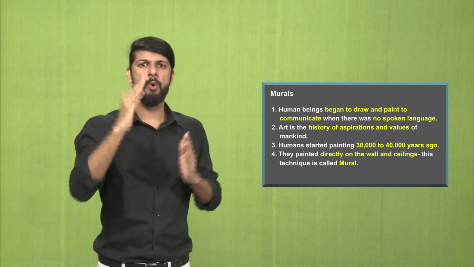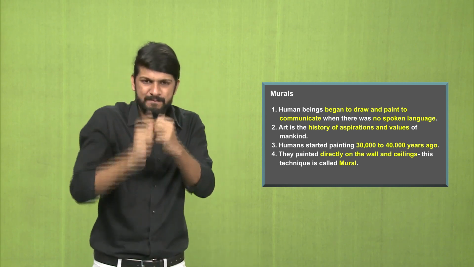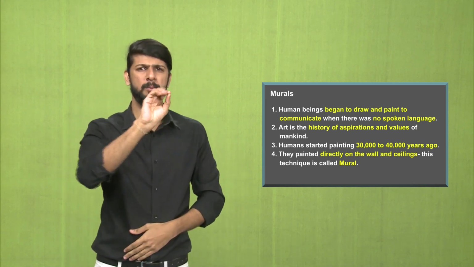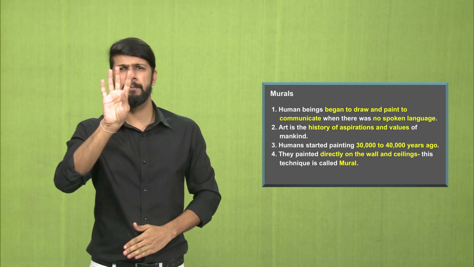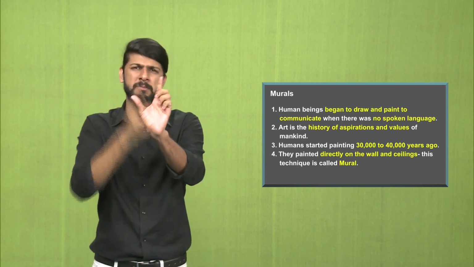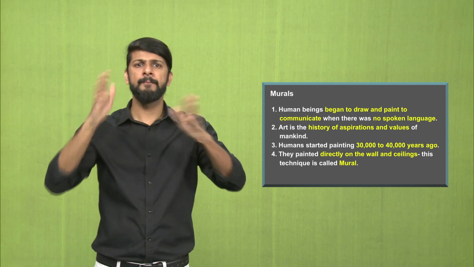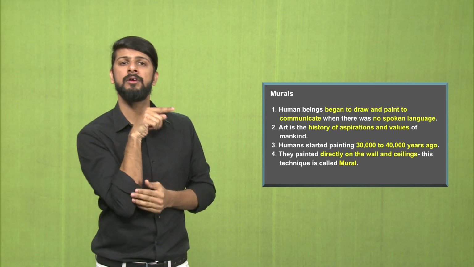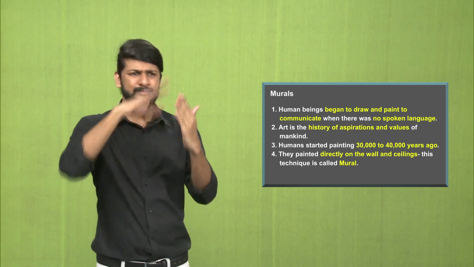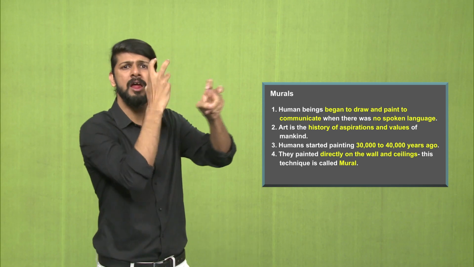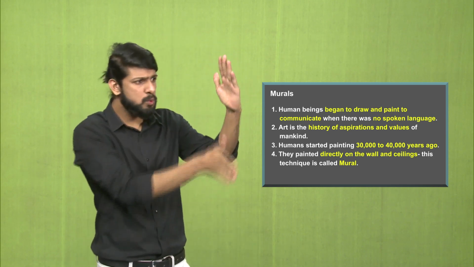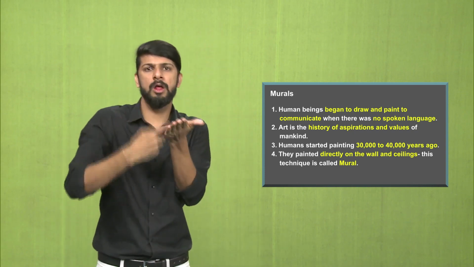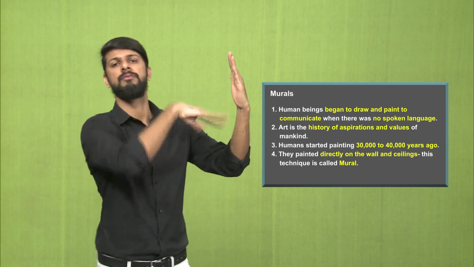Humans, including the prehistoric early humans, started painting about 30 to 40,000 years ago, and during that time the inhabitants of that time painted directly on the wall and ceilings of the place they used to live, like the caves, and this technique is called murals.